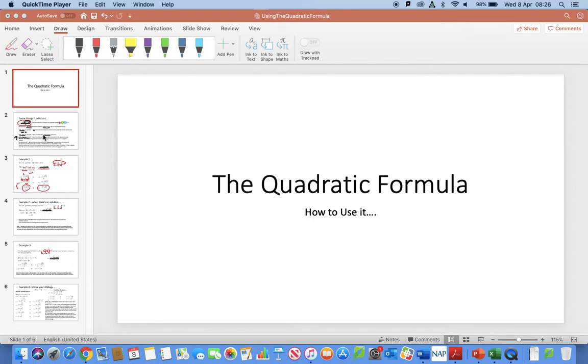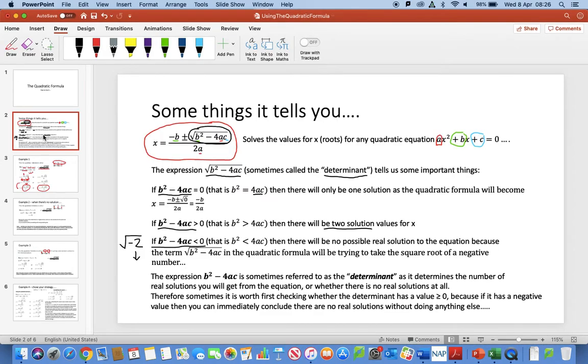Alright, so here we go. The previous video introduced us to the quadratic formula and talked about how we can use the determinant, the b squared minus 4ac part of the formula, to determine whether we have one solution, two solutions, or no solutions. Probably the most important thing is to determine whether there's no solution. That is when b squared minus 4ac is negative, or less than 0, because we can't take the square root of a negative number. So if you quickly do that check, it can tell you whether it's worth proceeding or not.